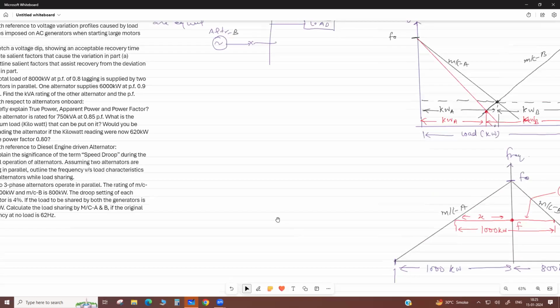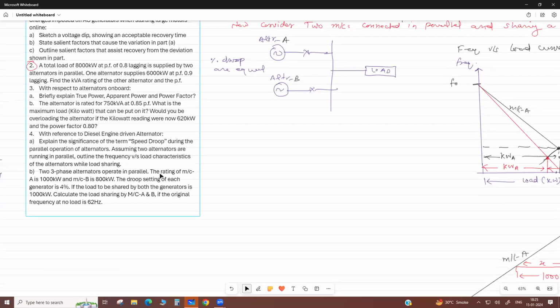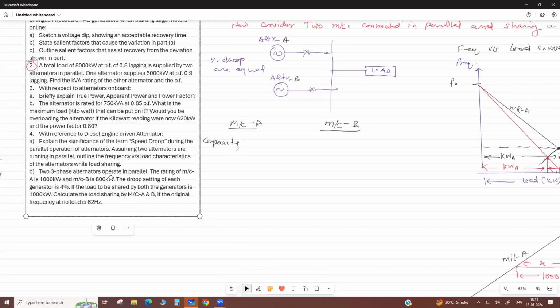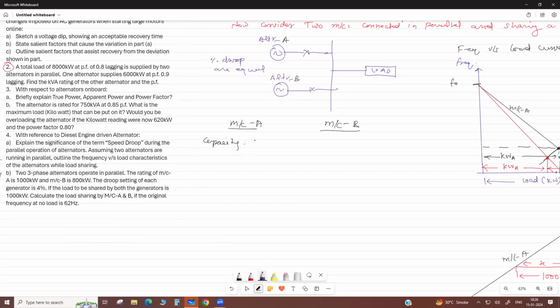Let us use a Venn diagram. Two three-phase alternators operating in parallel, 1000 kilowatt and 800 kilowatt. So alternator A, alternator B. What is their capacity? This is 1000 kilowatt. This is 800 kilowatt.